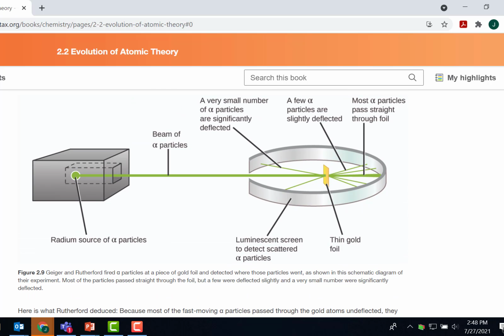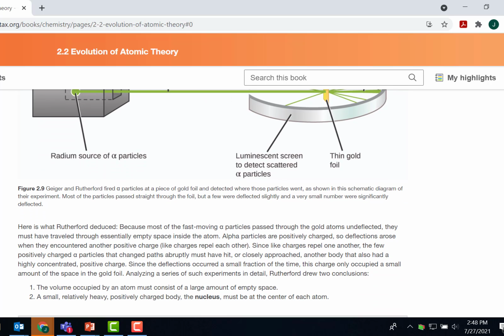What they found from this result, the best explanation for what they saw, that most of the particles went straight through, was that most of the atom is empty. There's nothing there inside of atoms. But when there is something, it's very, very massive. So a small, relatively heavy, positively charged body must be at the center of each atom. We call that the nucleus. So within the atom, this new model is saying there is a very dense, very massive thing with a positive charge at the middle. And then there's electrons that are not as massive. And we don't necessarily know what they're doing right now.